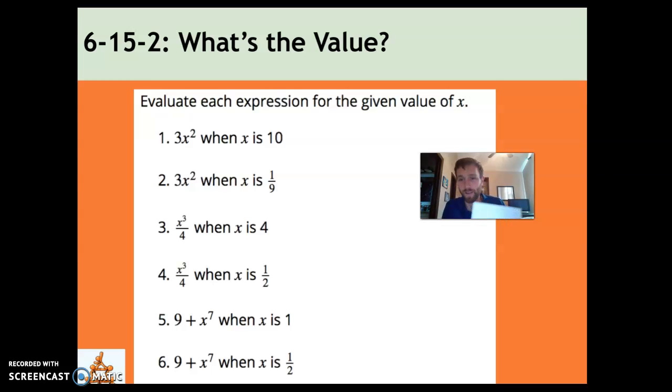So I'm going to show you my steps on number 1. So the first step on number 1 is to think of 3x squared as 3 times x squared, which is the same in this case as 3 times 10 squared, which is the same as 3 times 100, because I have to do 10 to the 2nd power first and get 100 before I multiply it times 3.